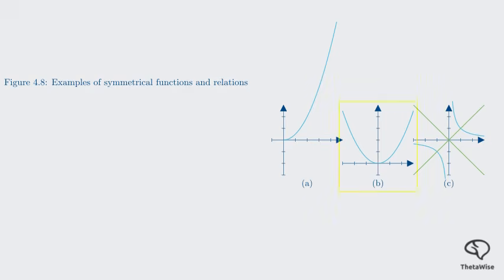In graph B, we have a parabola opening upwards. The text states it's symmetrical about the y-axis. Here, the y-axis is a vertical line. If you fold the graph along this line, the right side would perfectly match the left side. The y-axis is the axis of symmetry.